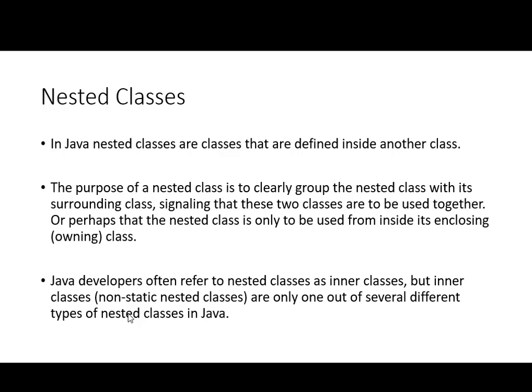Just like we can have nested loops, a loop within a loop, we can also create a class within another class. Now there should be a purpose, a reason for creating nested classes. So what specific reason could it be? The purpose of creating a nested class is to clearly group the nested class with its surrounding class, signaling that these two classes are to be used together.